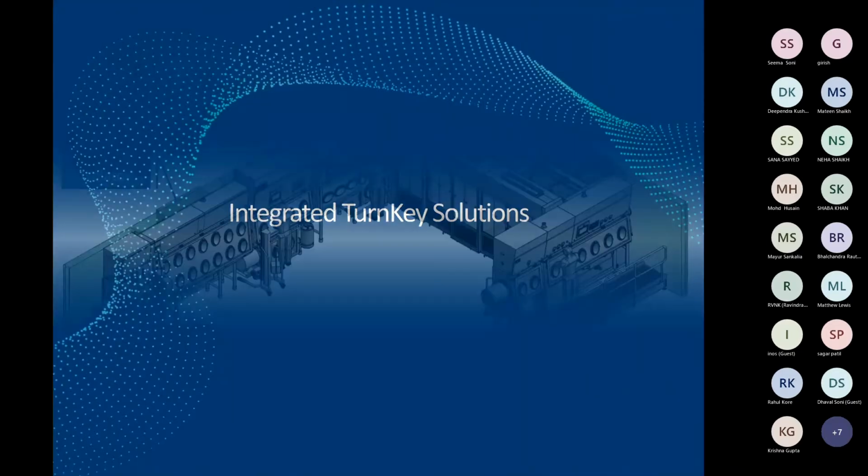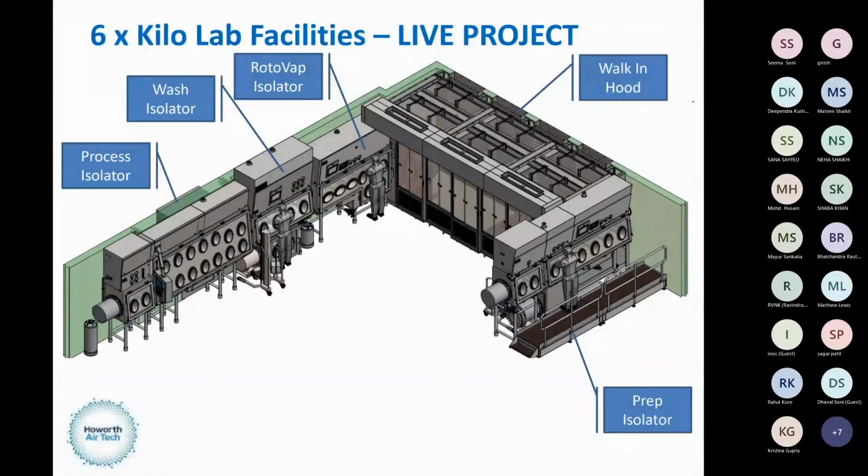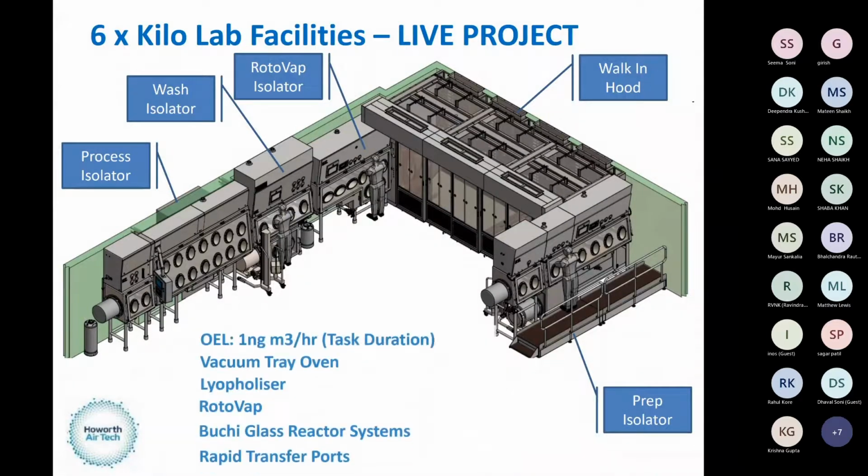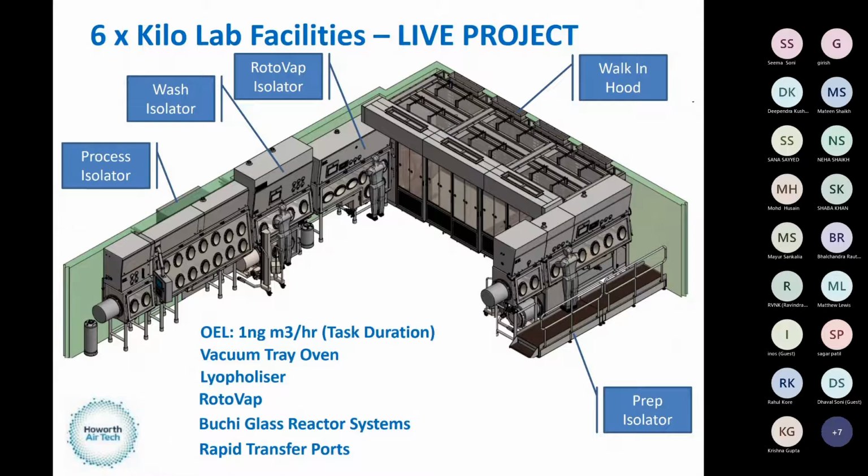And then finally, the focus at the moment of the business is doing more turnkey projects. So this is part of a major project we're working on for the US at the moment. So this is 6 kilo lab facilities of this design. So the 6 of these that we're building. And again, we're integrating various different types of systems from process isolators with the tray dryers and lyophilizers.